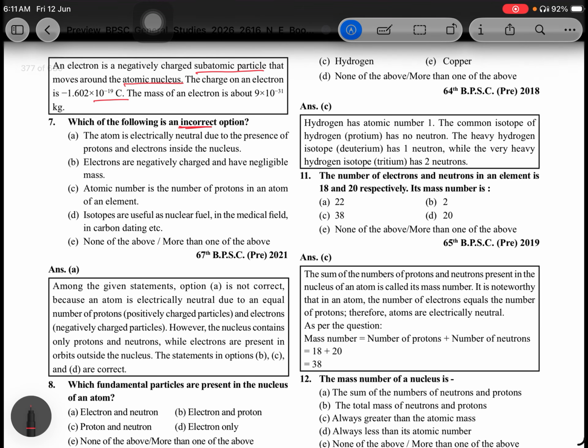Which of the following is incorrect? That is A. The correct answer will be A. The atom is electrically neutral due to the presence of protons and electrons inside the nucleus.